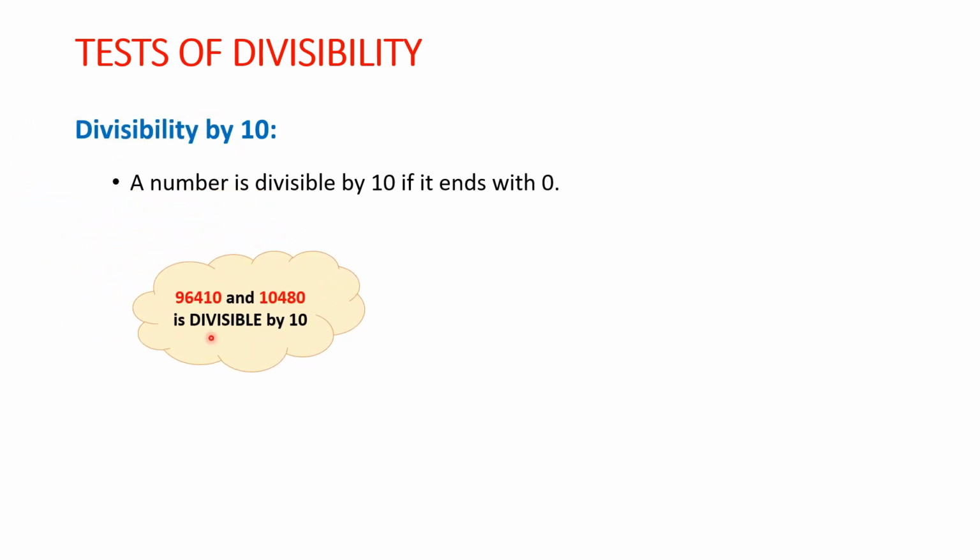First, take the examples 96410 and 10480. In both the numerals, we can see that the unit digit is 0. So, these are divisible by 10. And let's consider another example, 96375. Here the unit digit is not 0. Here it is 5, and this given numeral is not divisible by 10.